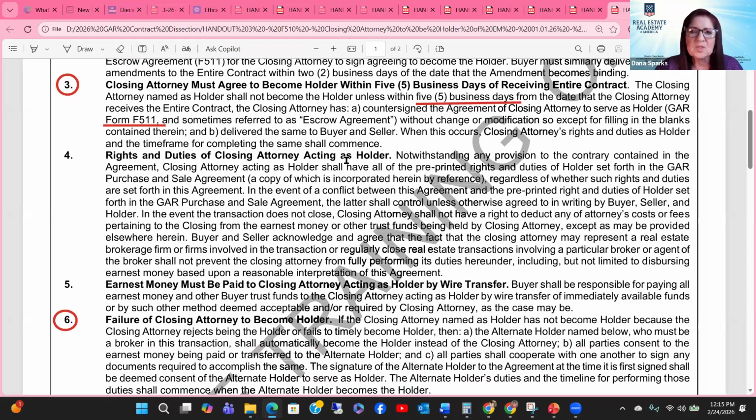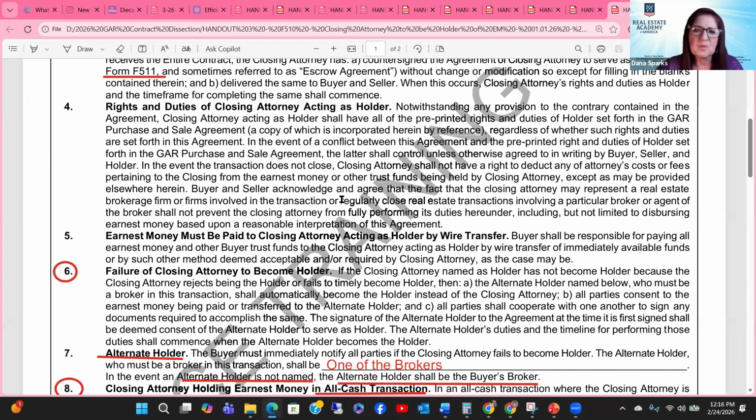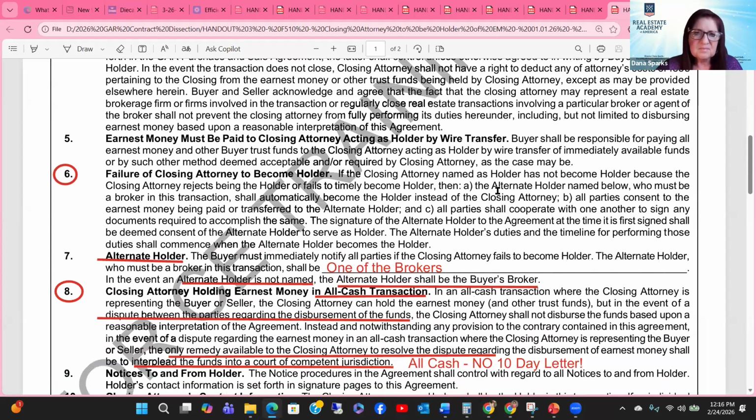This is what the closing attorney does as holder, which we covered in the purchase and sale. Make the deposit, send notice if it's not honored. If it terminates, disperse the earnest money. Do the 10-day letter potentially if they don't agree on the termination and release, and so forth.